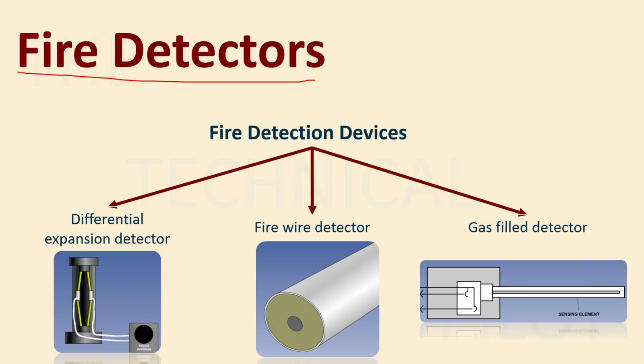Now we have fire detectors. There are three types of fire detectors that we have to study. Firstly, there is a differential expansion detector, then there is a firewire detector, and then a gas fill detector. All right, so let's start with a differential expansion detector.